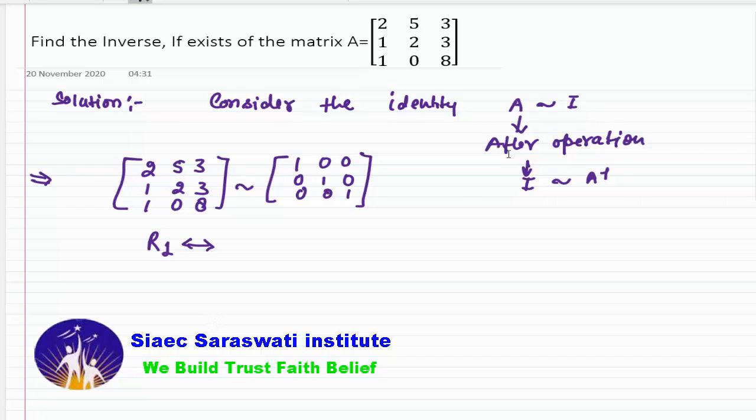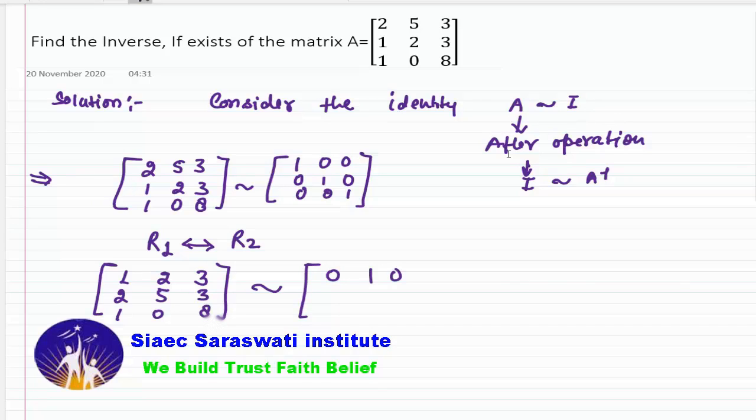Okay, so R1 and R2 will be interchanged. When you apply this operation the value will be 1 2 3, 2 5 3, 1 0 8. And equivalent to this, it will be 0 1 0, 1 0 0 and 0 0 1.